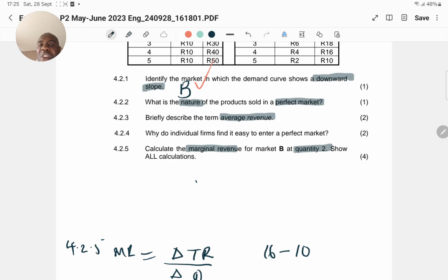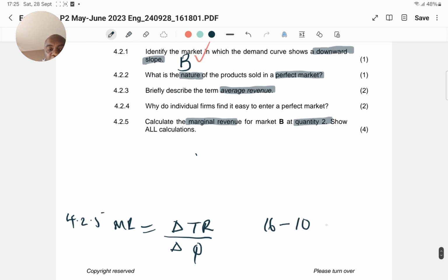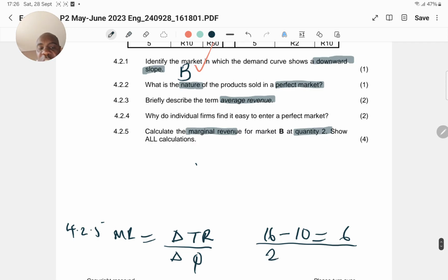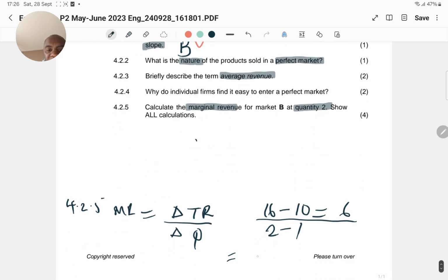One more time. Our total revenue at quantity 2 is 16. We want the change in total revenue, so we compare the 16 to the total revenue before, which was 10. The difference is 16 minus 10, which is 6. You divide this by the change in quantity. Your quantity is 2, but you want the change, so you subtract quantity 1: 2 minus 1 is 1. So your marginal revenue is 6 divided by 1. The answer is 6. That is how you calculate your marginal revenue.